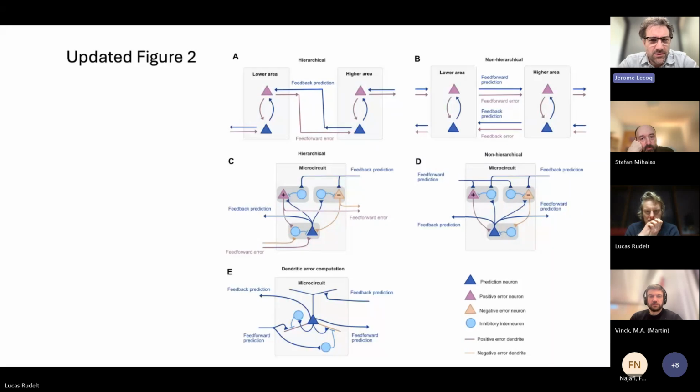Last week Martin suggested to have the error units in A and B be bicolor, like both yellow and red, and I think that seems helpful. I'm just curious, what do you think?